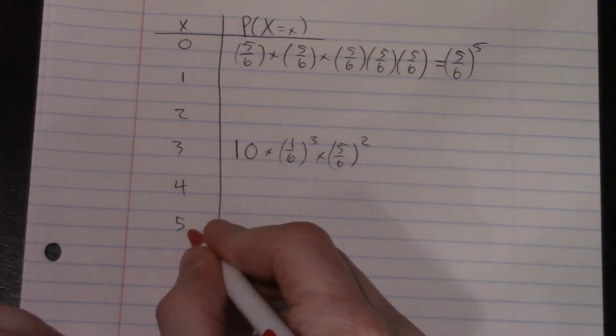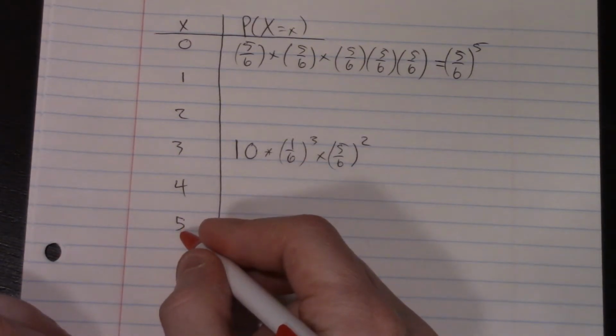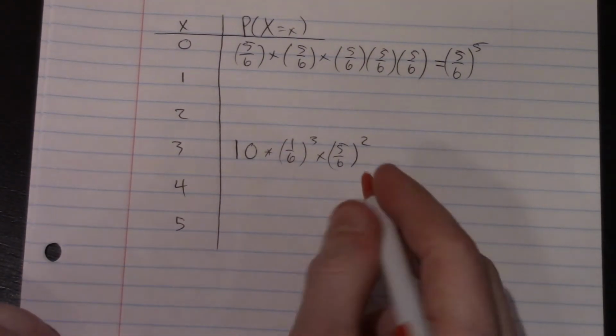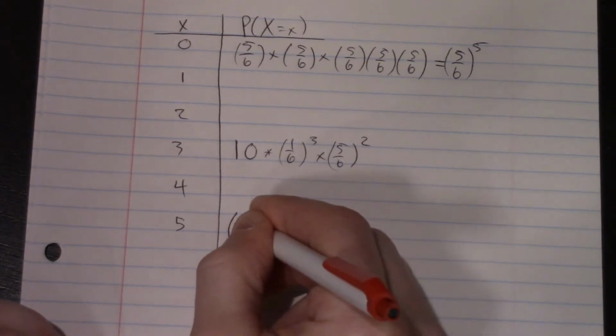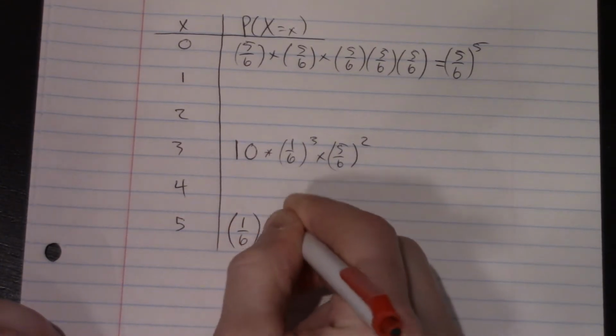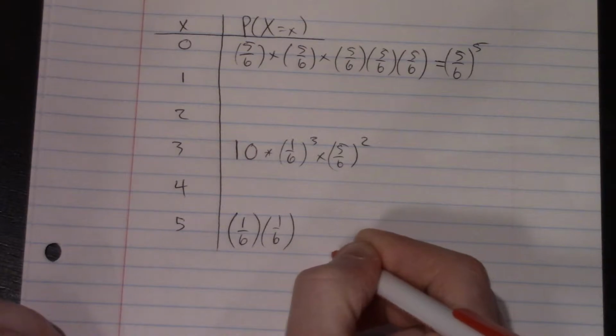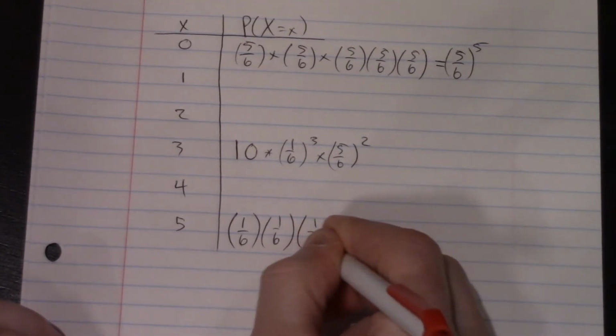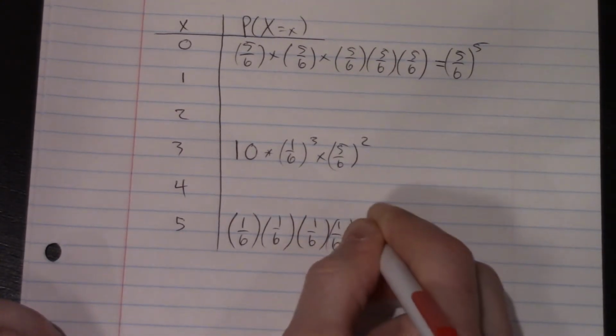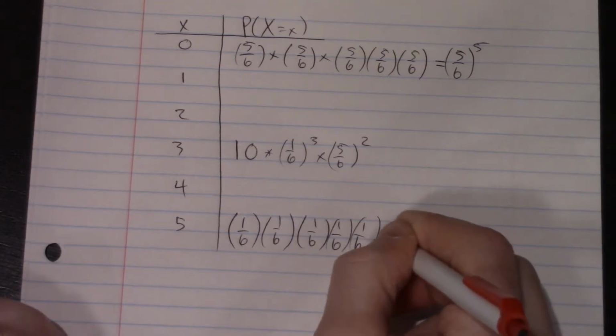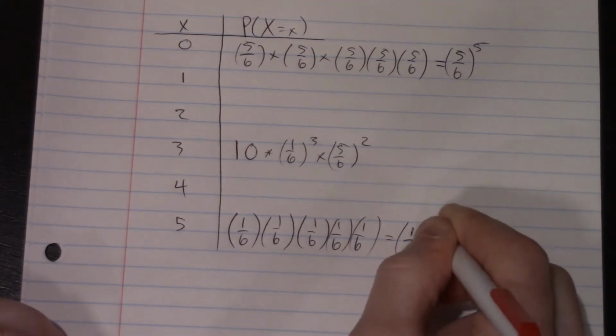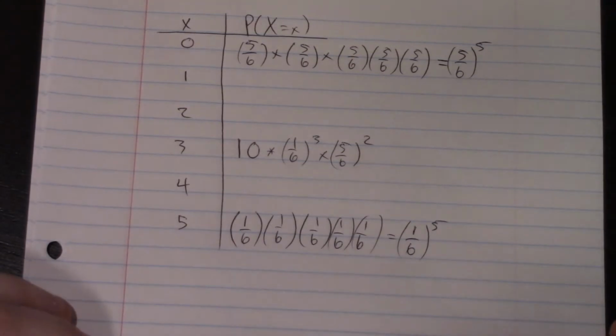We'll jump down to what if x is 5? So in this case, all 5 rolls are 5s. So the chance that the first one is a 5 is 1/6. Chance that the second one is a 5, also 1/6, etc. for all 5 rolls. And we can rewrite that as 1/6 to the 5th. Okay.